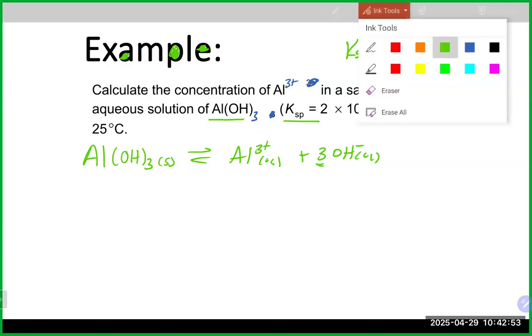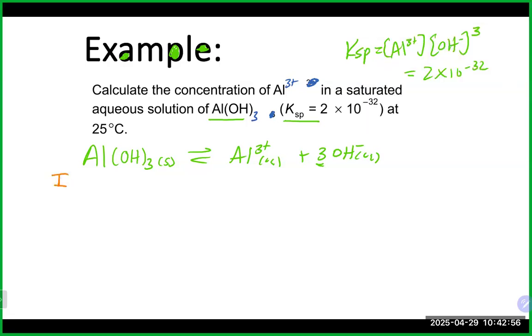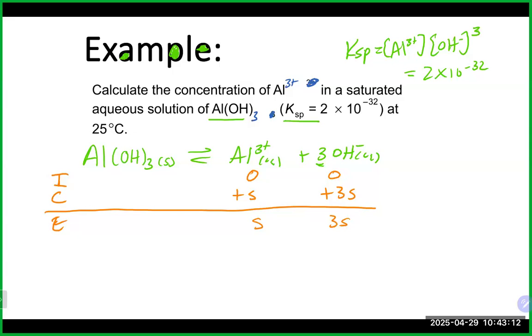So if we go through this here and do our table, we're going to have 0 and 0. Again, change here going to be plus S, plus 3S. Again, at equilibrium here, S and 3S. Question on the table? We're going to go into our Ksp expression here, and that's going to get us S times 3S, that again still needs to be cubed, equals 2 times 10 to the minus 32. That's going to get us 27 S to the 4th equals 2 times 10 to the minus 32.